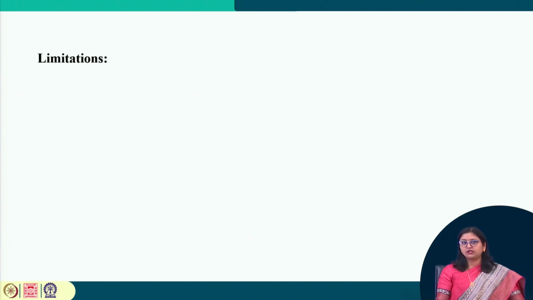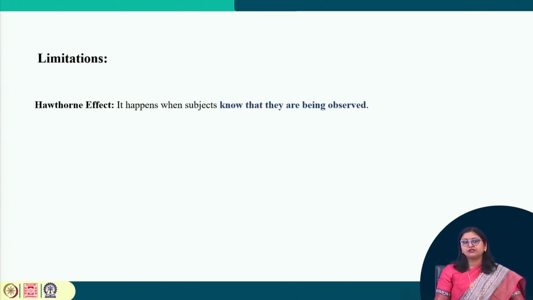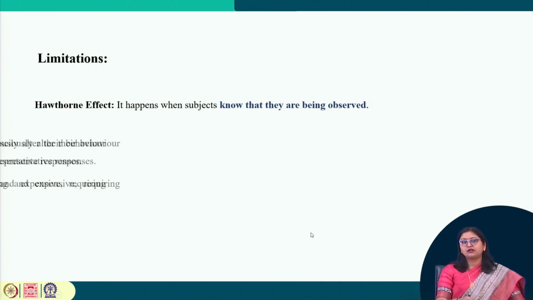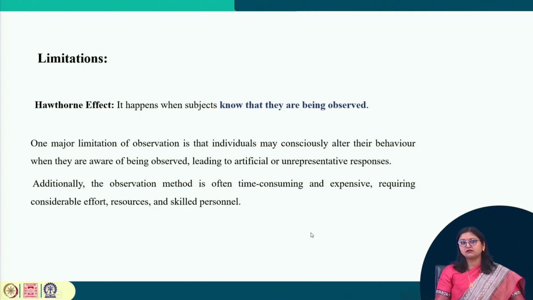Now, we will talk about the limitations. One of the major limitations of the observation method is the Hawthorne effect. What is that? It happens when the subjects know that they are being observed. This is the major limitation of observation, where individuals may consciously alter their original behavior when they are aware of being observed, leading to artificial or unrepresentative responses.